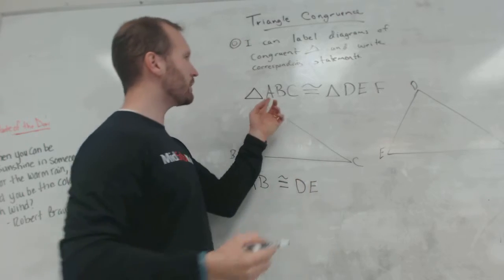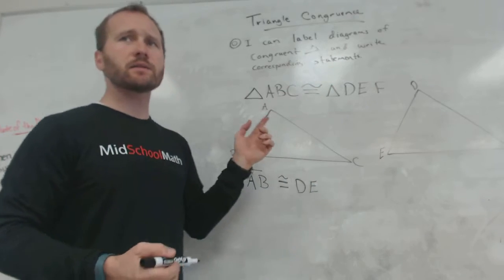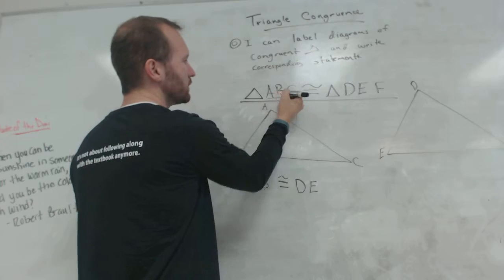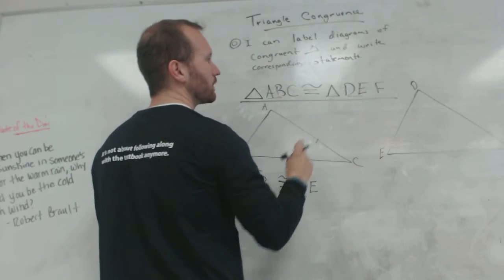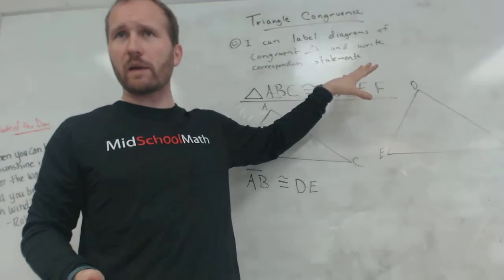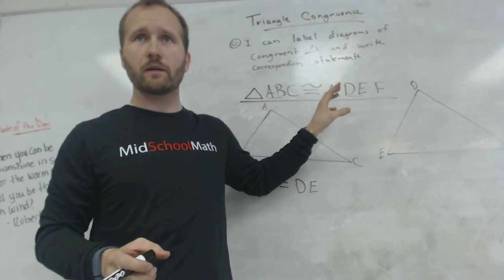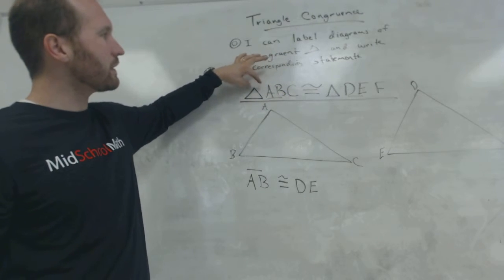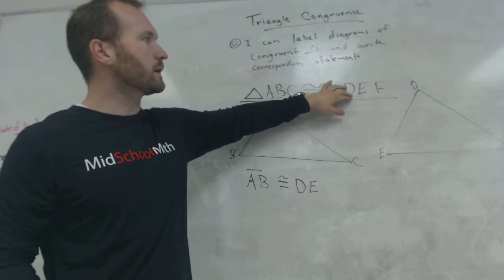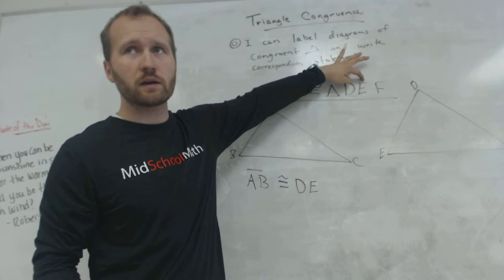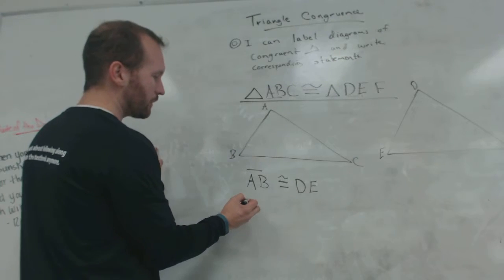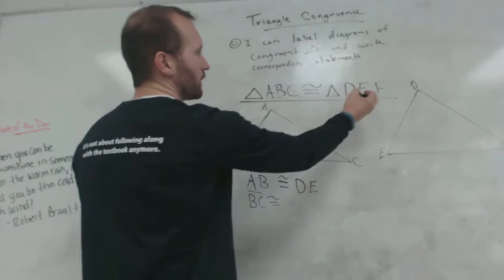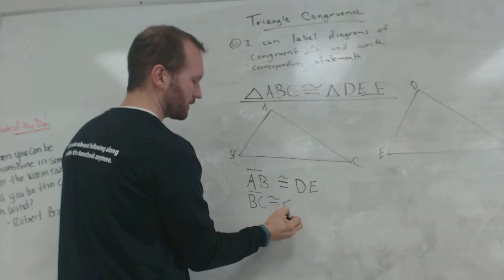Right? Now, how do we know that AB is congruent to DE? It's because of the order in this congruence statement. So AB are the first two, DE are the first two. It has nothing to do with alphabetical order, even though in my example it is in alphabetical order, right? So AB, the first two things named in this triangle, is congruent to DE, the first two points named in this triangle. So then also we know that BC is congruent to EF, because those are the second two.